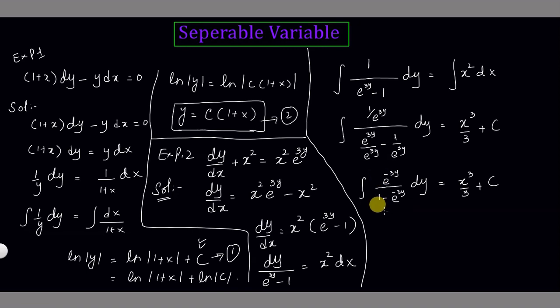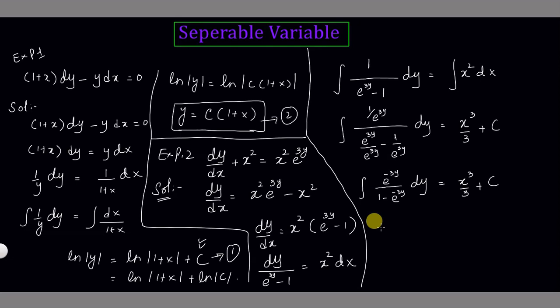Just take the concept of substitution or the direct method. The function present in the denominator has its derivative in the numerator. You can easily check that. The derivative of 1 minus e raised to the power minus 3y will be 3 e raised to the power minus 3y. You can see the derivative over here.